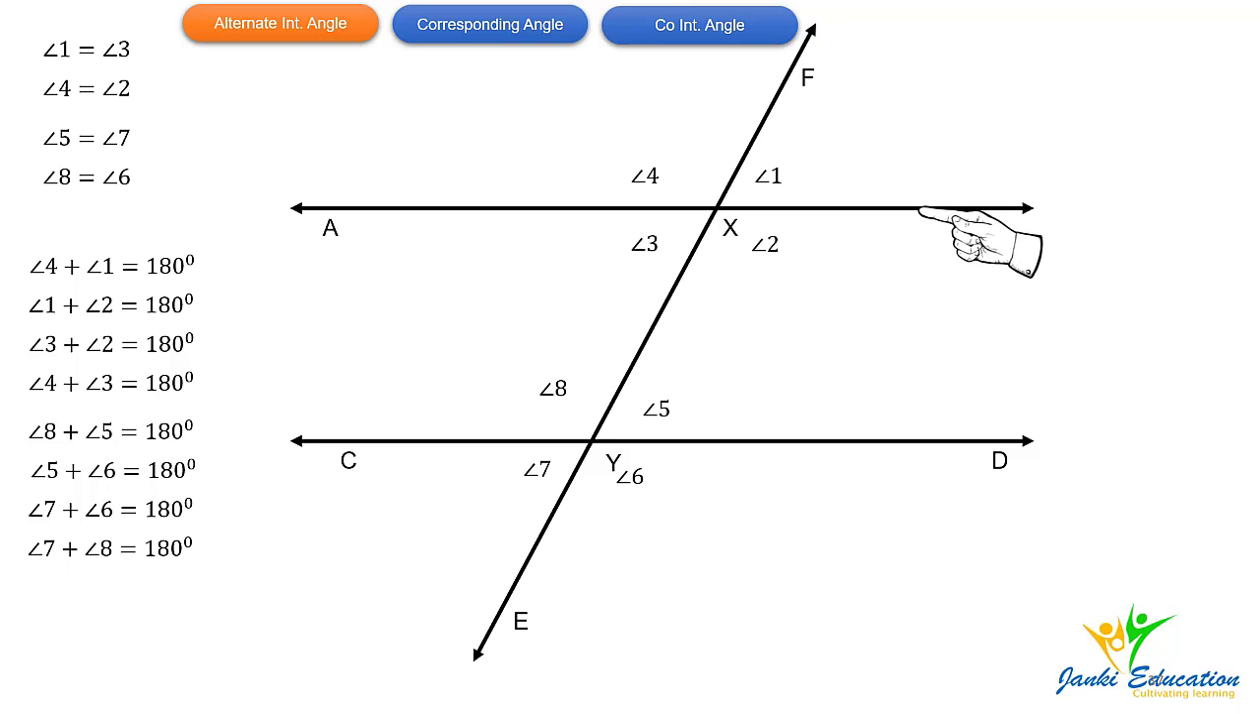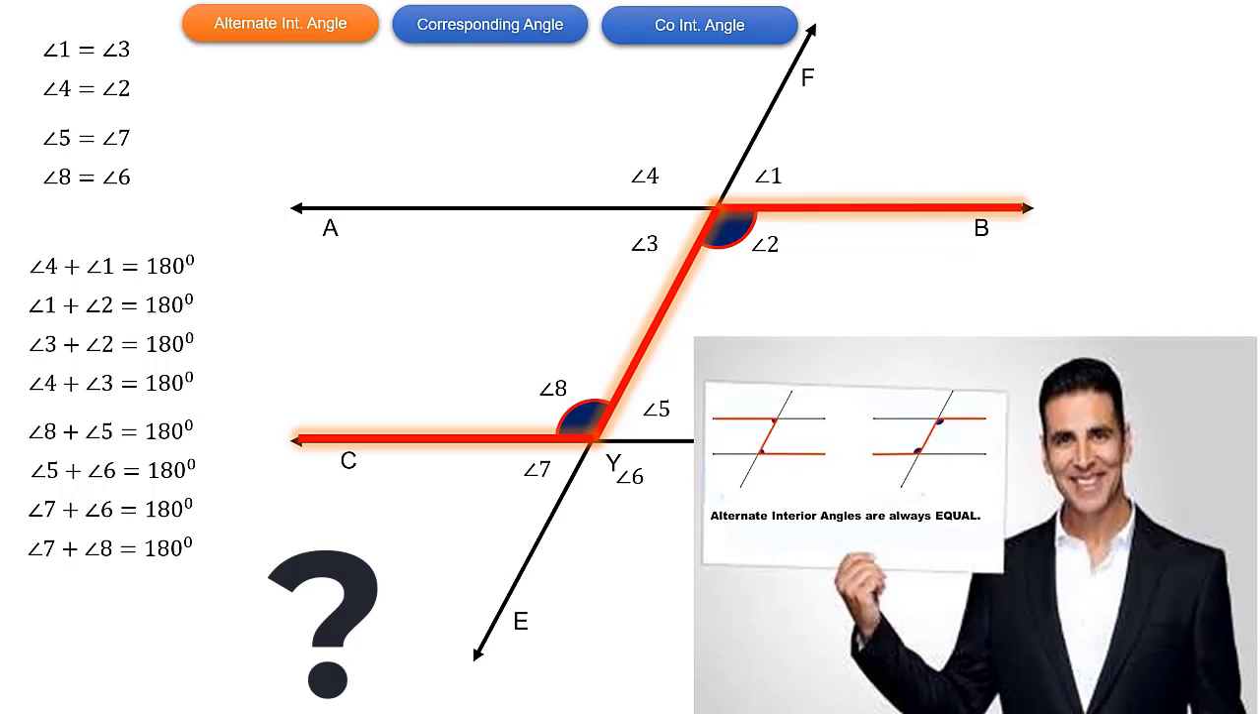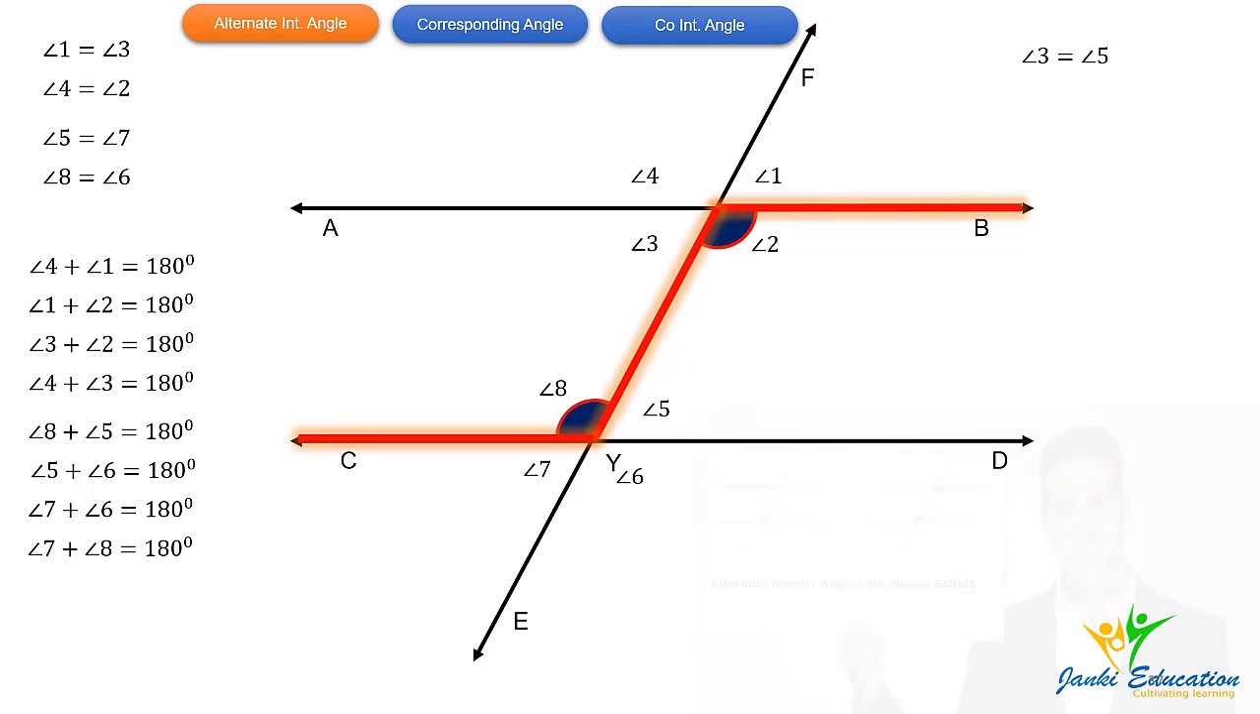But look at this also. Again Z shape. Here two angles are being formed. And angle 2 is equal to angle 5. Because you know alternate interior angles are always equal in parallel lines. Therefore we can say angle 3 is equal to angle 5 and angle 2 is equal to angle 8.